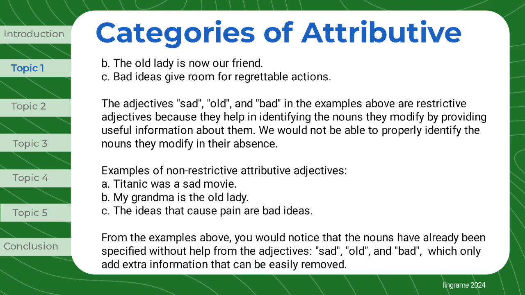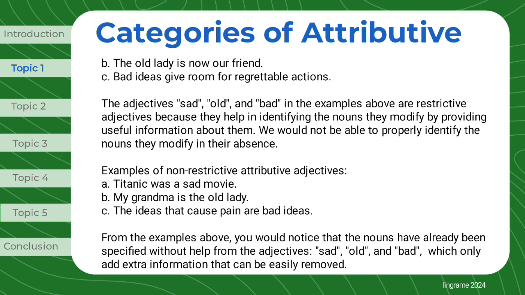The adjectives sad, old, and bad in the examples above are restrictive adjectives because they help in identifying the nouns they modify by providing useful information about them. We would not be able to properly identify the nouns they modify in their absence. Examples of non-restrictive attributive adjectives: Titanic was a sad movie. My grandma is the old lady. The ideas that cause pain are bad ideas.